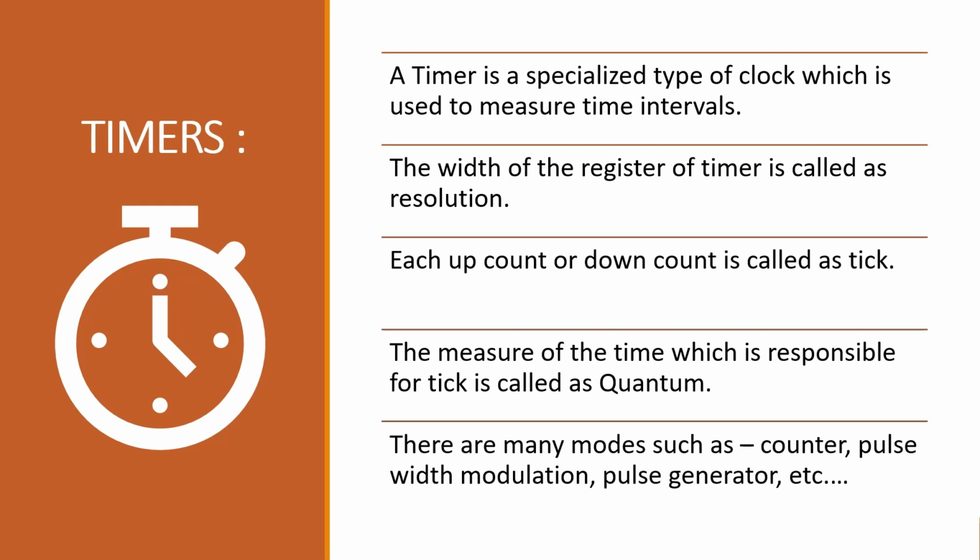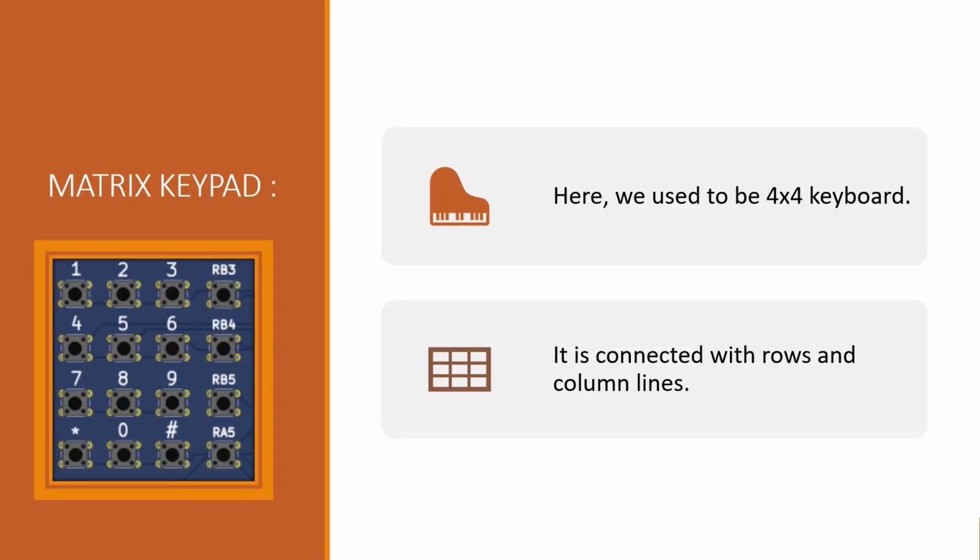Then we are moving on to the main topic, timers. A timer is a specialized clock which is used to measure time intervals. The width of the register of the timer is called resolution. Each up count and down count is called a tick. The measure of time responsible for a tick is called the quantum, which is mainly used to generate PWM, pulse width modulation.